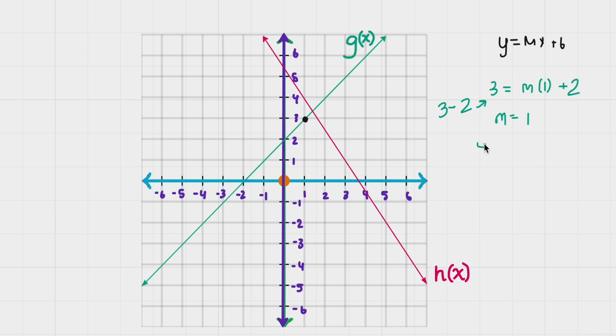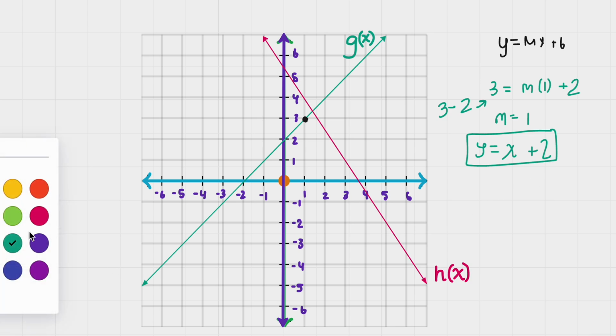So let's write our final equation for the g of x function. And it's y is equal to, the slope is 1, which is just going to leave us with x plus 2. And so the equation of the function g of x is y is equal to x plus 2. So let's do h of x now.